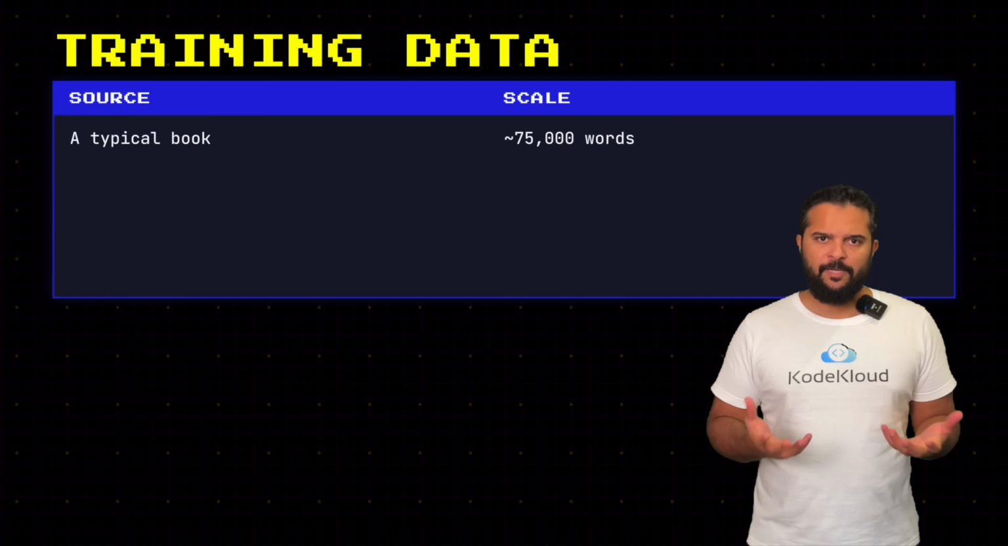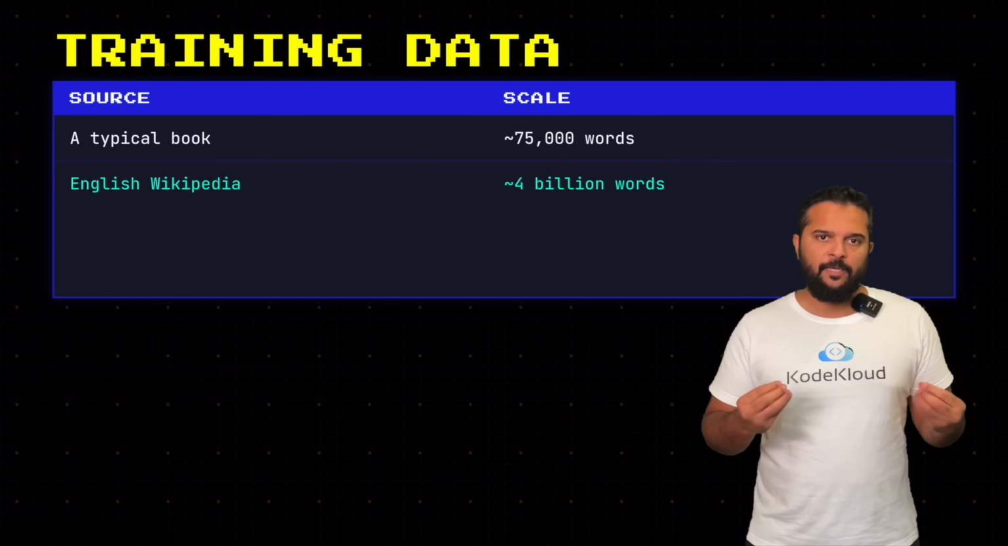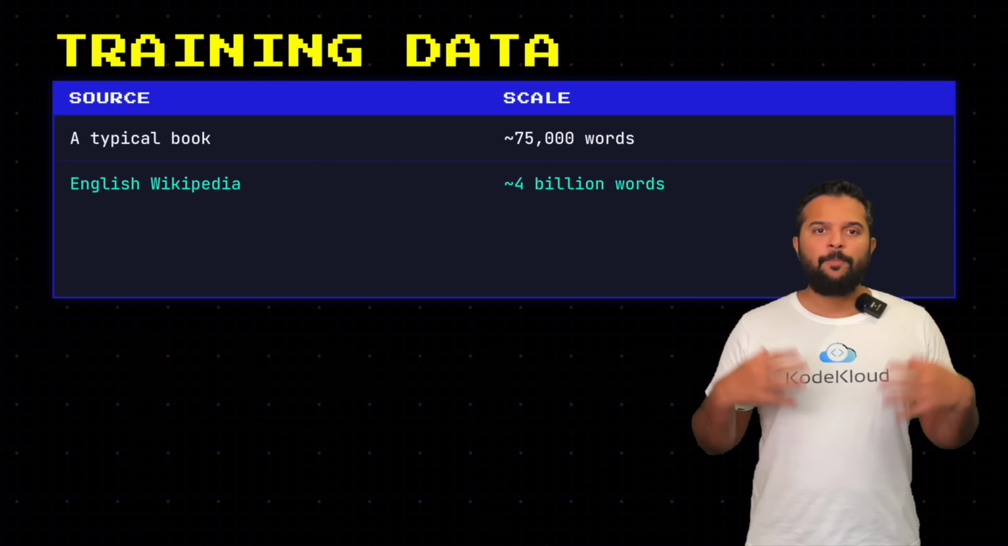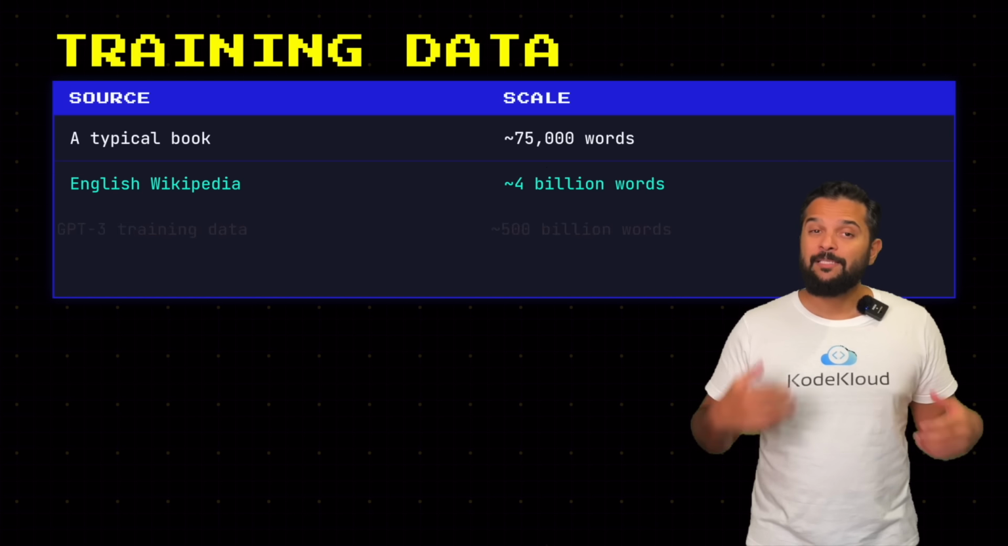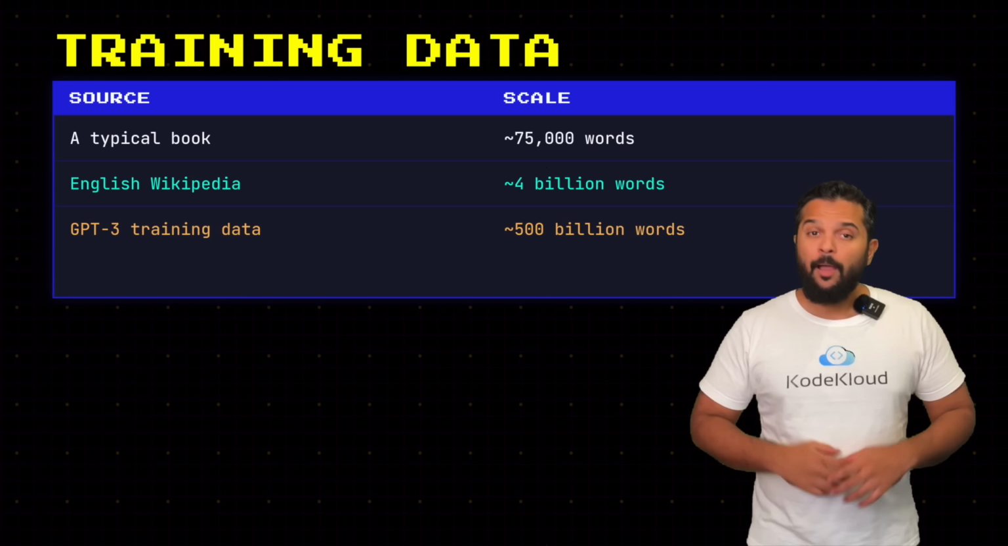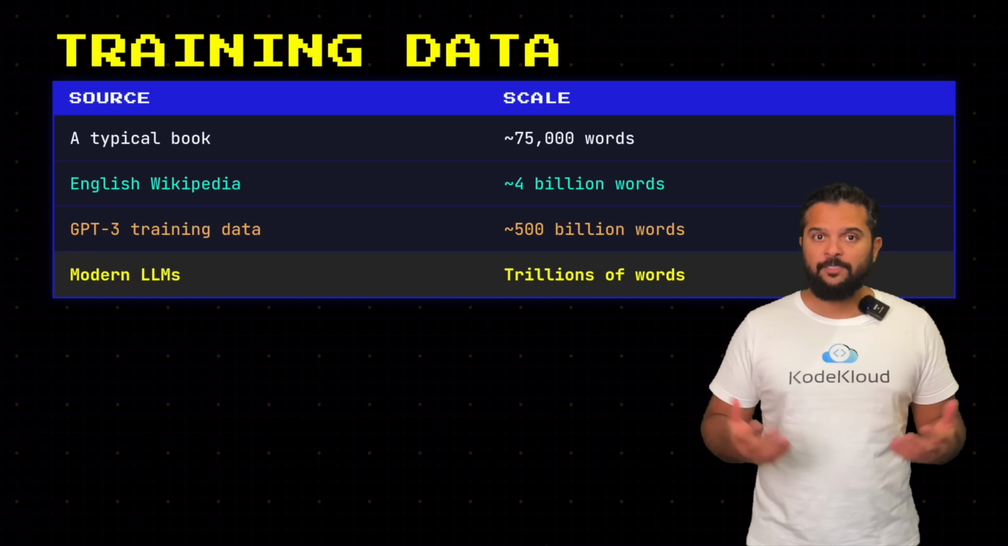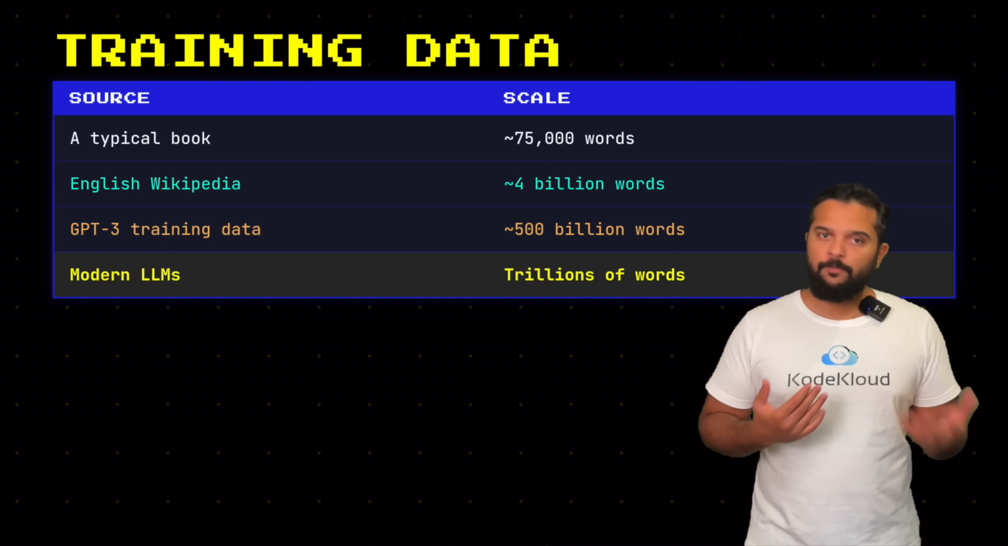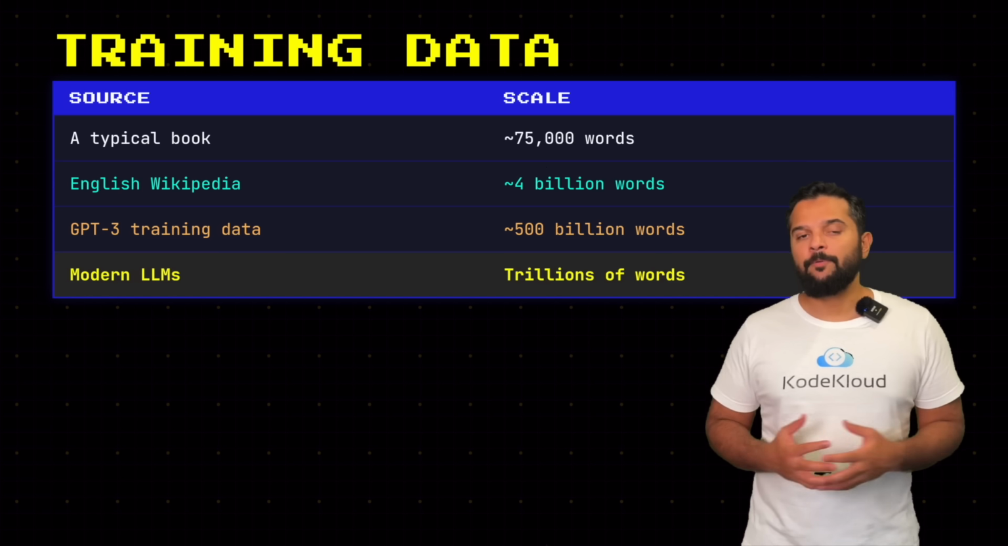To put this in perspective, all of English Wikipedia, every article ever written, is about 4 billion words. GPT-3 was trained on roughly 125 times that amount. Modern LLMs have gone further, still consuming text from books, websites, code repositories, scientific papers, and more.